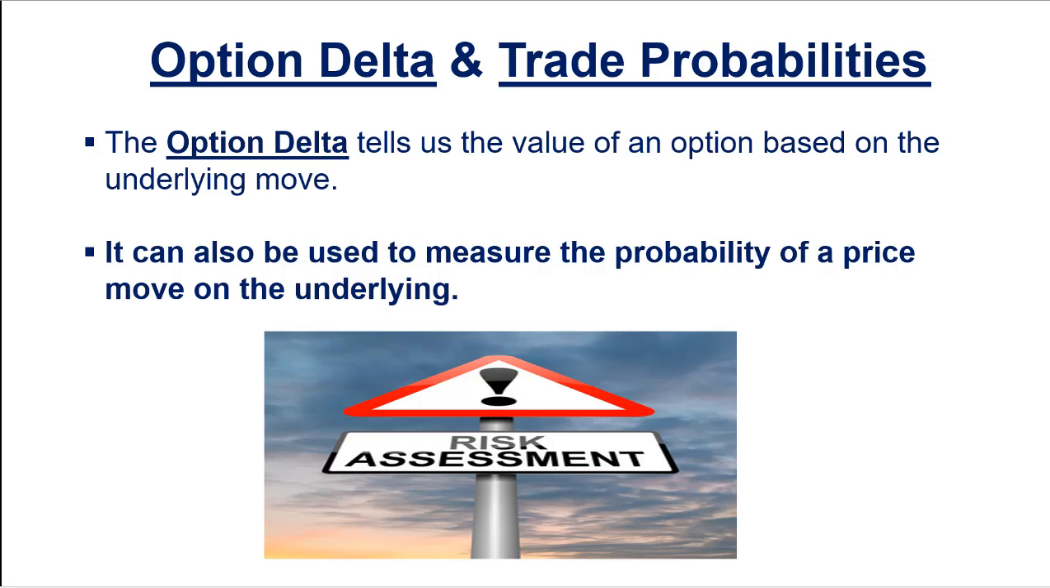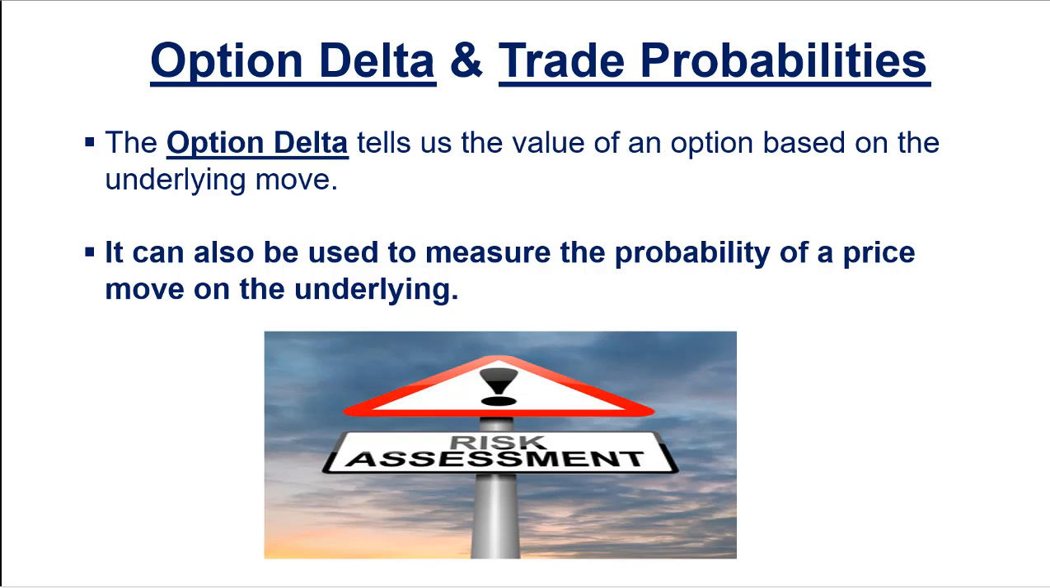So the option delta tells us a couple things. First, it tells us the value of an option based on a dollar move up or down in the underlying, so it'll tell you what that option value would be. The other way you can use it, and this is a great way for really fast assessing of a trade's probability, is to measure the probability of a price move of the underlying security or stock. This is a great way to quickly evaluate a potential strike price of an option.